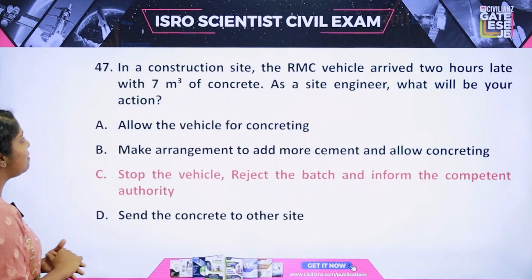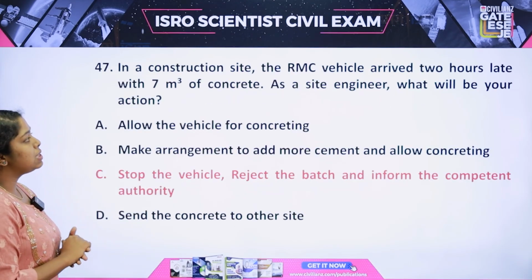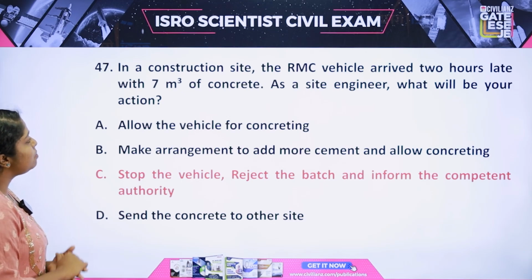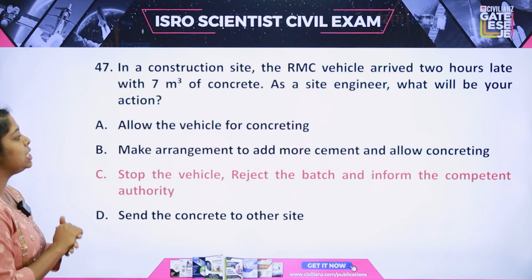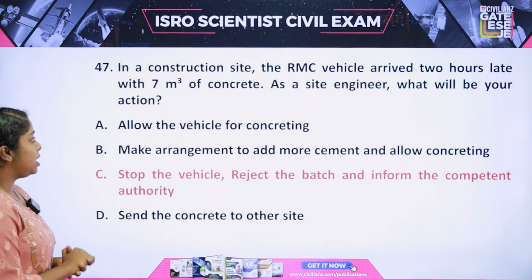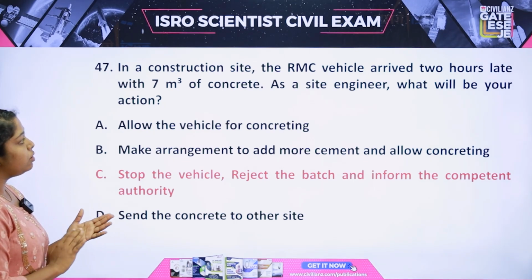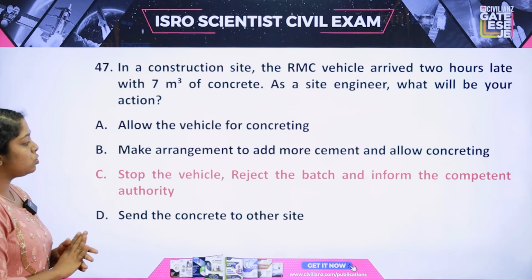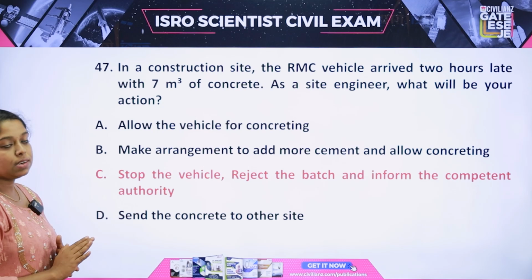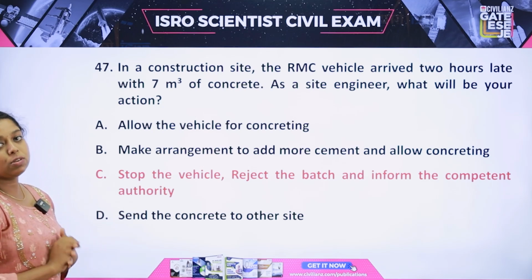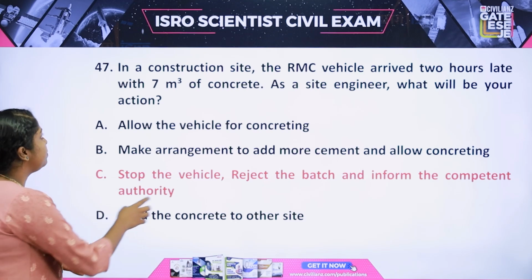Moving on to the 47th question. In a construction site, the RMC vehicle arrived 2 hours late with 7 meter cube of concrete. As a site engineer, what will be your action? This is from construction management. So the RMC vehicle has arrived late. So obviously we need to stop the vehicle and reject the batch, and we also need to inform the competent authority. So option C is the right answer.